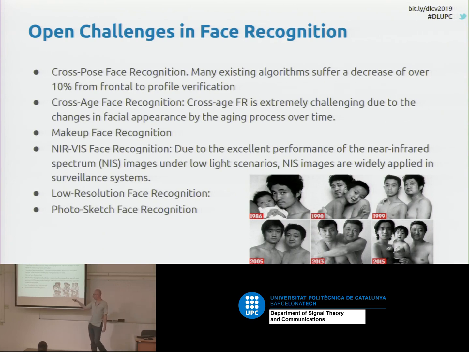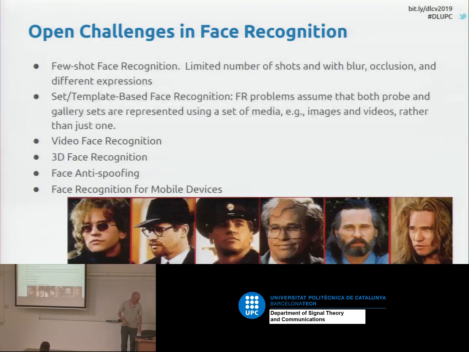And also photo-sketch face recognition. Sometimes you can draw some lines and you want to check if, using that, you can recognize people. Other problems for training, for instance, is few-shot face recognition. Sometimes you only have a few images to train a recognition system because you cannot collect more images.